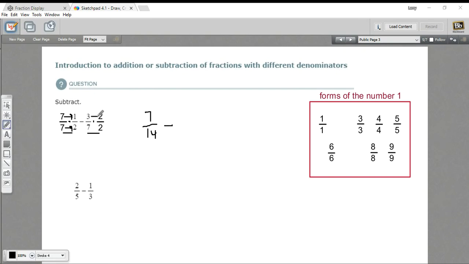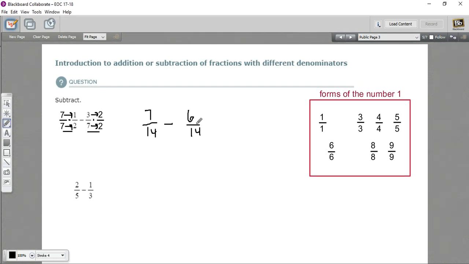And then let's do the multiplication here. 3 times 2 is 6, and 7 times 2 is 14. So 3/7 is 6/14 apparently. Now we have the same denominator. We can subtract the numbers on the top. So 7 minus 6 is 1, and then we just put that over our common denominator. So the answer here is 1/14.